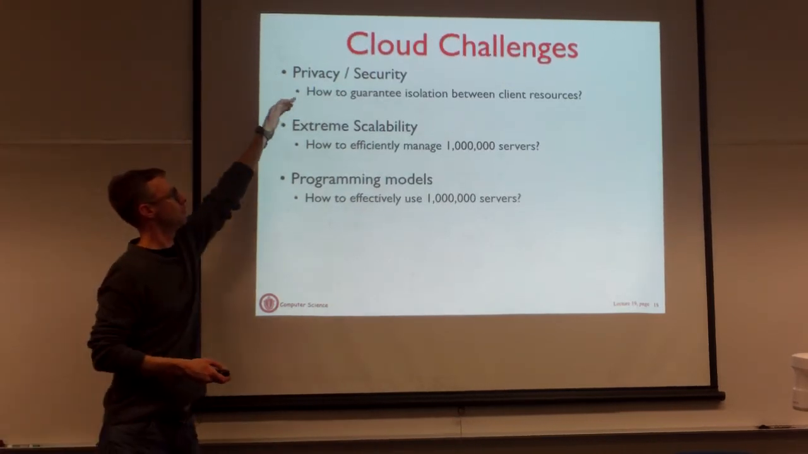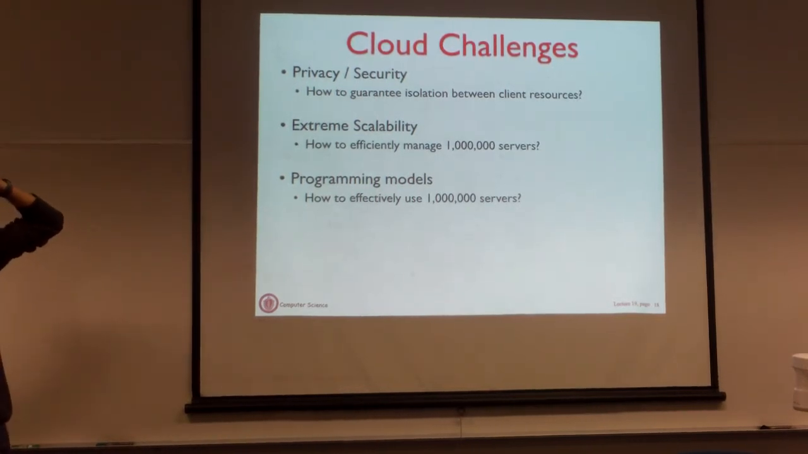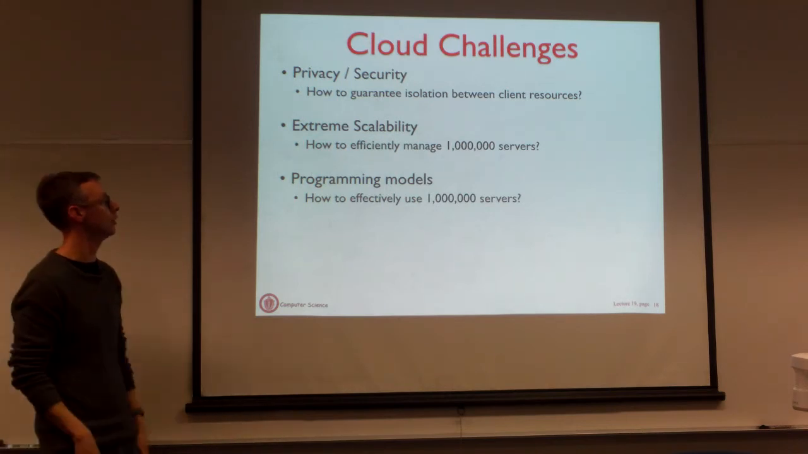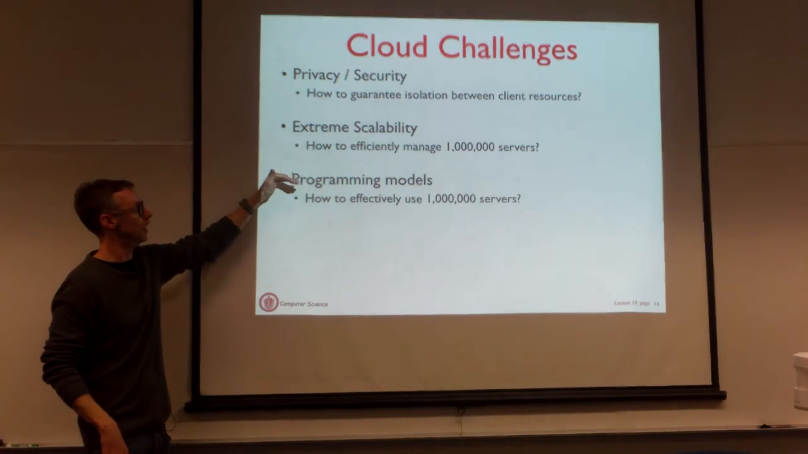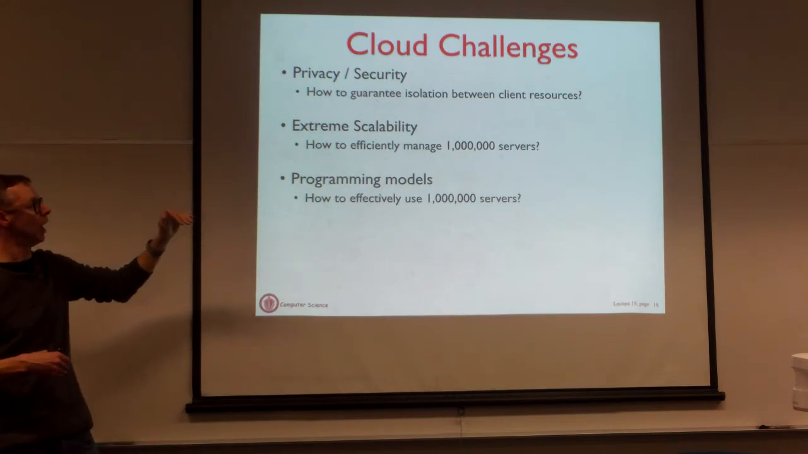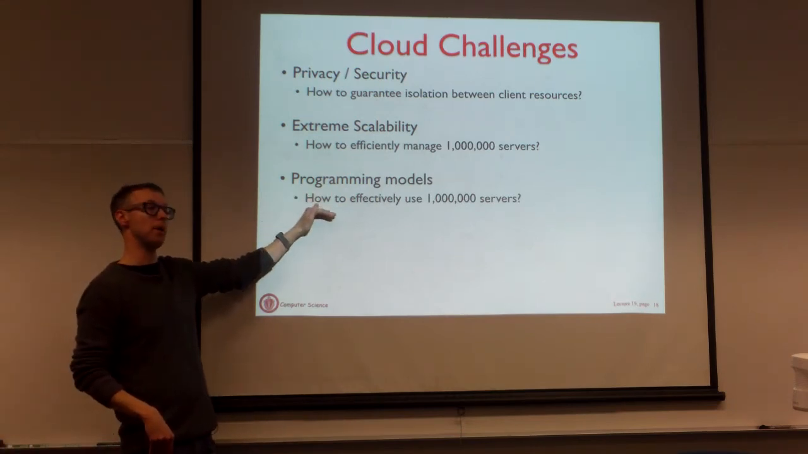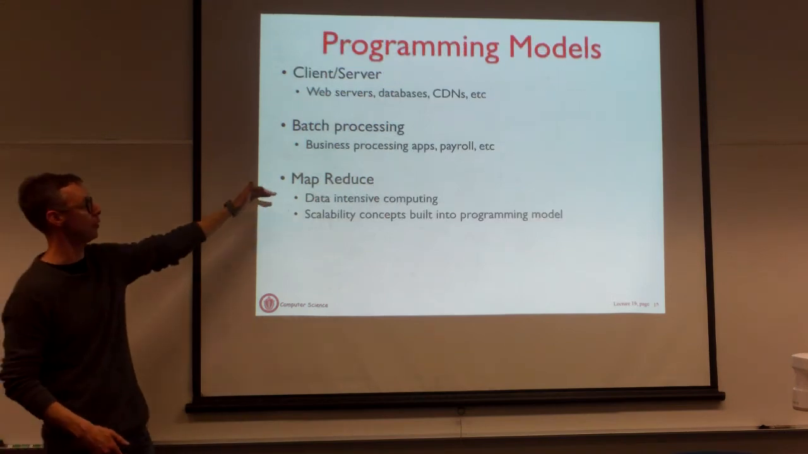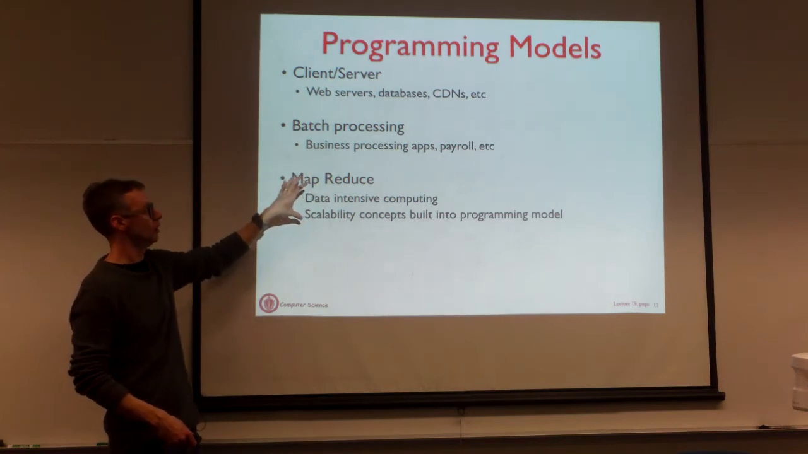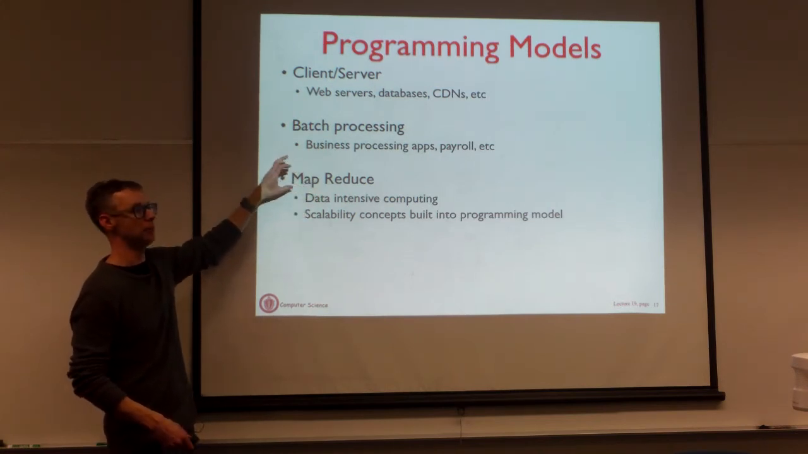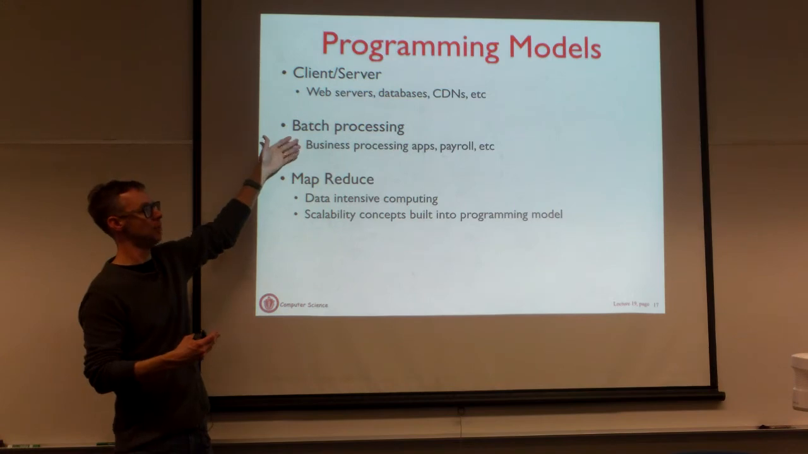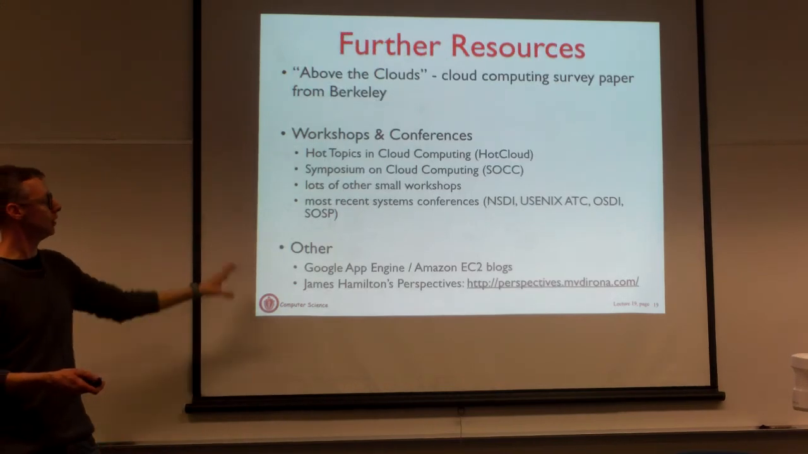Let's see, am I almost done here? Yeah, okay, so some future challenges: privacy and security. How do we guarantee isolation between client resources? This is an issue in the cloud because you're sharing the infrastructure with everyone else. As we scale up, how can we manage all these servers? What kind of failures will arise as we continue to scale up? And what kind of programming models are effective as we scale up? So it turned out MapReduce was very effective, more effective than batch processing, because a large number of applications could be constructed in this MapReduce format, which allowed it to automatically parallelize computation more than just a simple batch processing system.